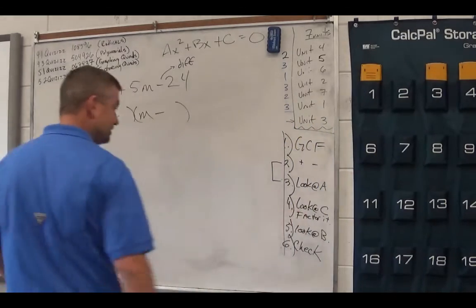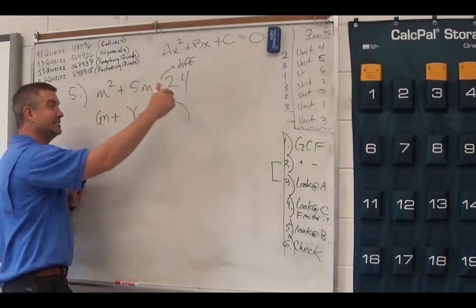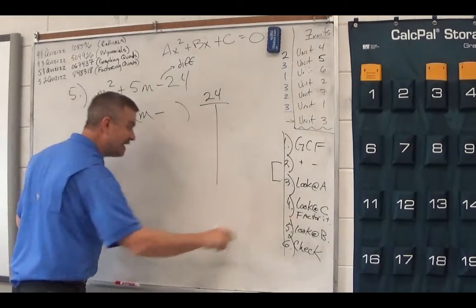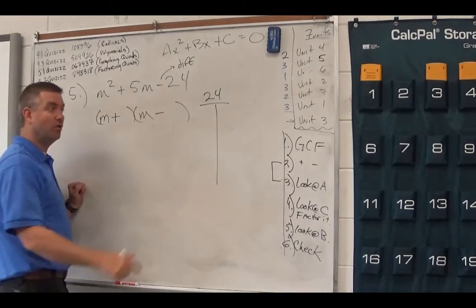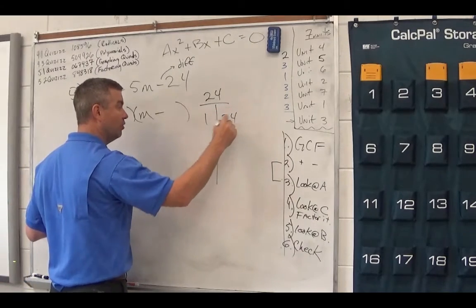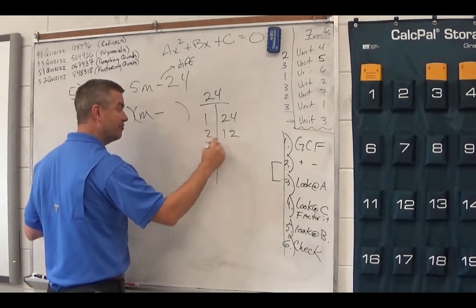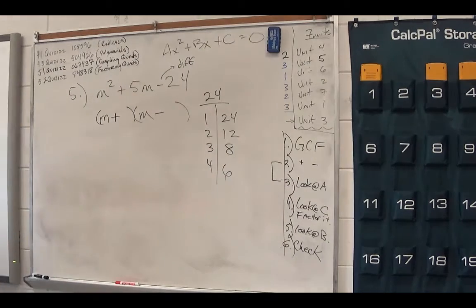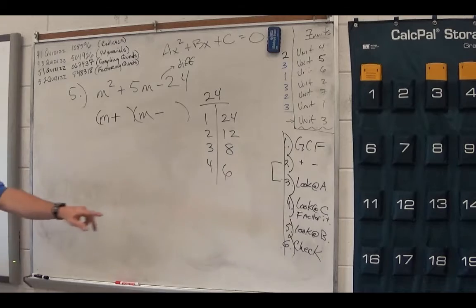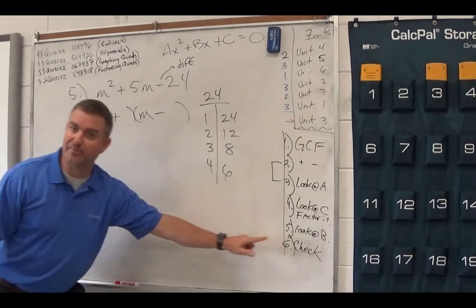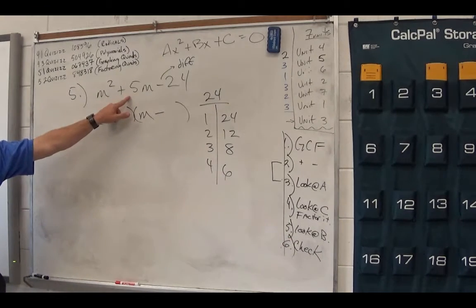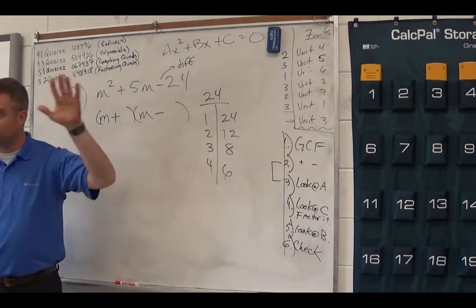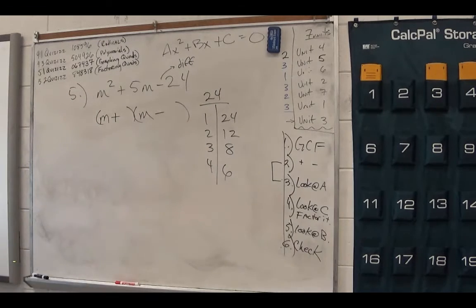Well, step 4 says look at C. What is C in this case? 24. I break down C. Look, it says factor it. What are the factors of 24? 1 and 24. 2 and 12. 3 and 8. 4 and 6. Okay? Which one of those factors, step number 5 says take a peek at B. We're trying to get positive 5 in the middle. Which one of these factors will give us positive 5 in the middle?